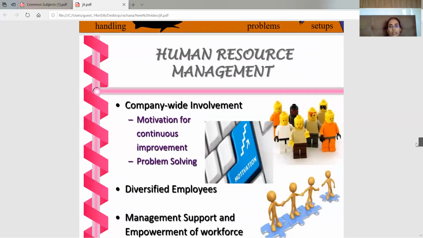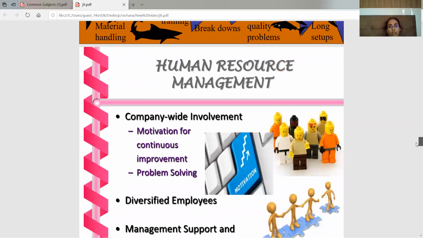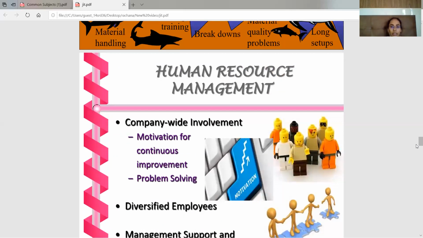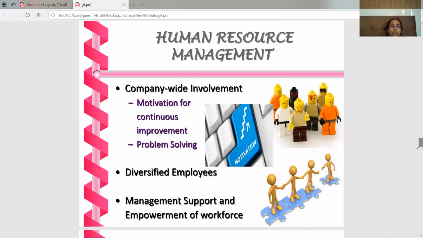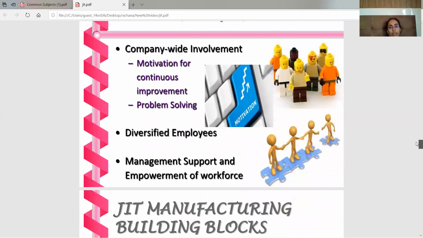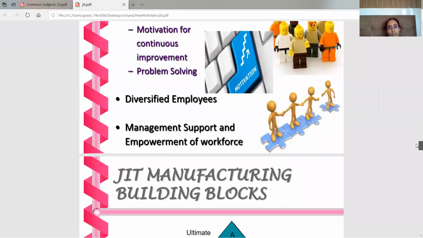The next principle is human resource management. There needs to be company-wide involvement of human resources for continuous improvement in problem solving. There are diversified employees in your organization, so you need to manage all the employees. You need to keep them motivated, so that just in time is applicable smoothly in the overall organization, and it is also required for continuous improvement.